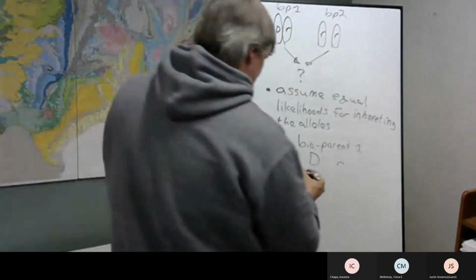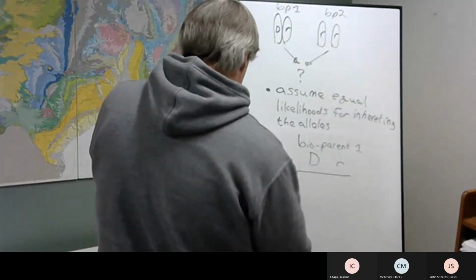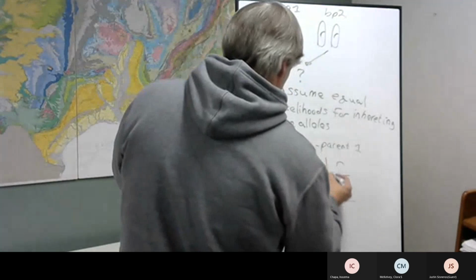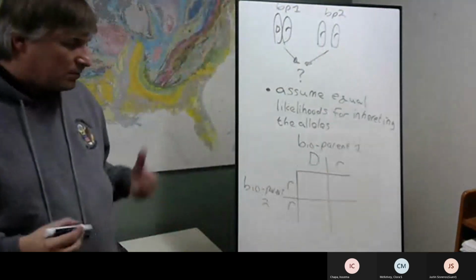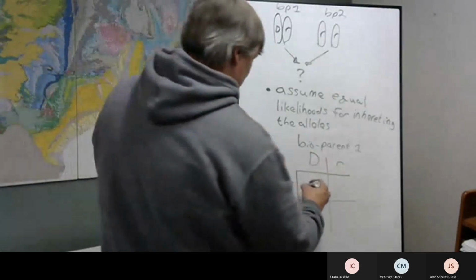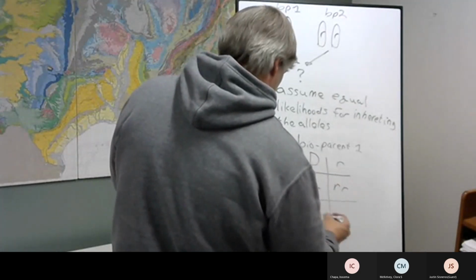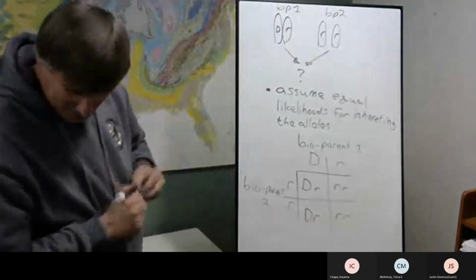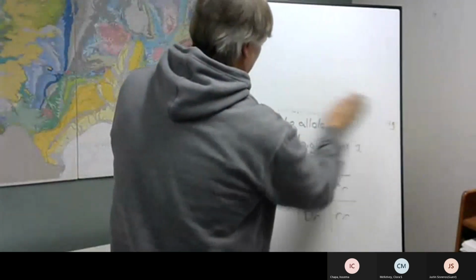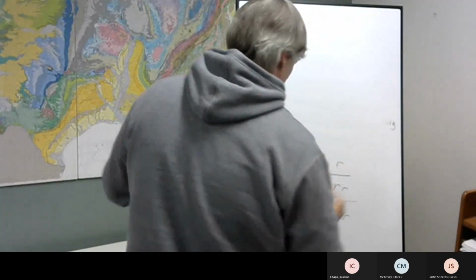So the way we're going to set this up, there's bioparent one, and bioparent two, which is recessive. And what we're going to do is sort of like with the dice. We have 1 through 6, 1 through 6. So we construct a sample space. And so this is going to be our sample space.